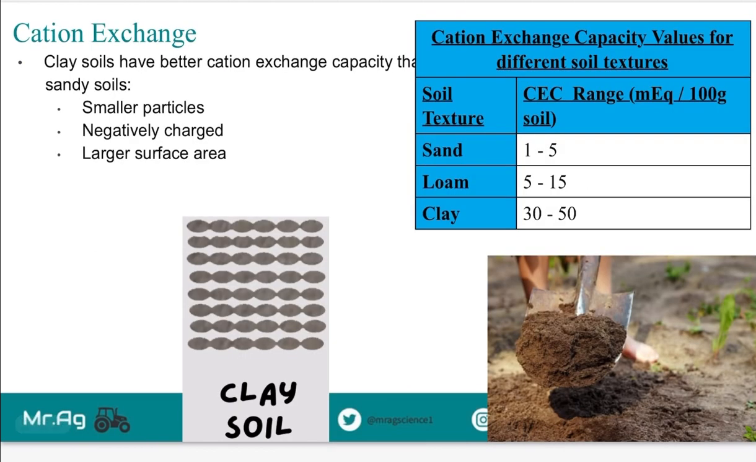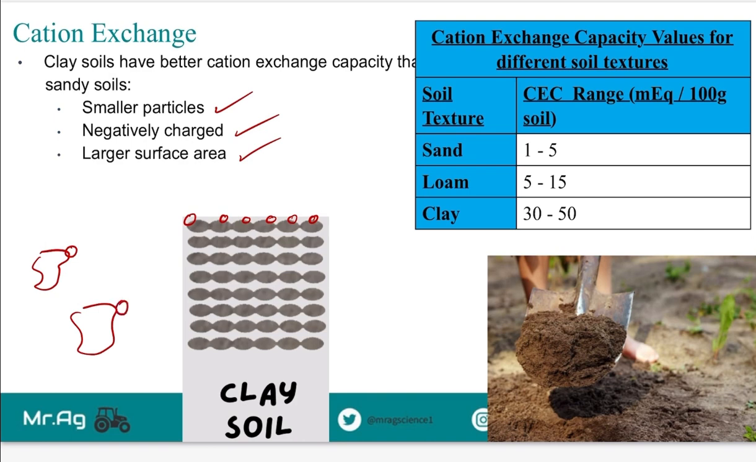Clay soils have better cation exchange, as we mentioned before, than our sandy soils, and the three reasons for that are that they have smaller particles, they're negatively charged, and they have a larger surface area. More cations are going to be able to be absorbed on each of the clay particles in comparison to our sandy soil, which is able to absorb fewer cations.